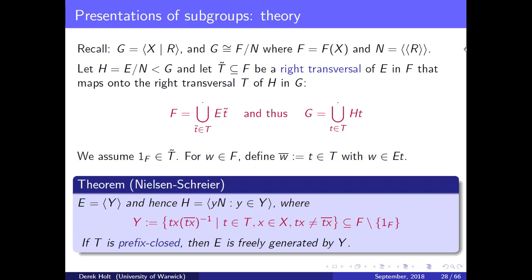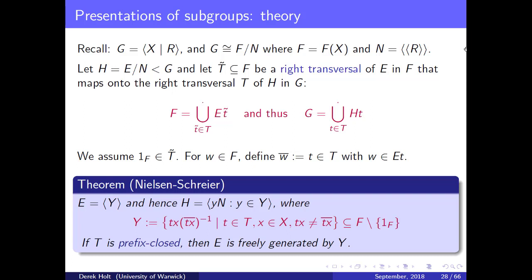And then with that extra assumption, E is actually a free group, and it's freely generated by this set Y, where you take the non-trivial elements. It's always a free group, but in this case, this is a basis. I mean, the Schreier proof that the subgroups of free groups are free produces this basis.